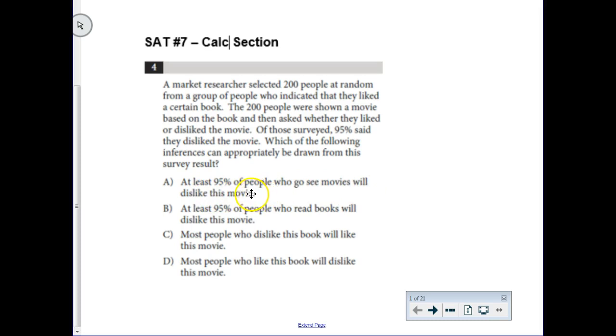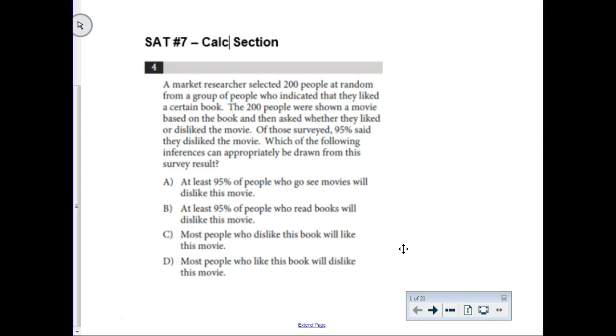That seems like a stretch, doesn't it? It's not what the data was showing at all, actually. Let's keep reading. B, at least 95% of the people who read books will dislike this movie. C, most people who dislike this book will like the movie. And then D, most people who like this book will dislike the movie. Now, people who sat through SAT tutoring this morning, I gave you a little hint on standardized test taking. If there's two answers that look really similar, but they're complete opposites of each other, one of them's it. So it's either C or D.